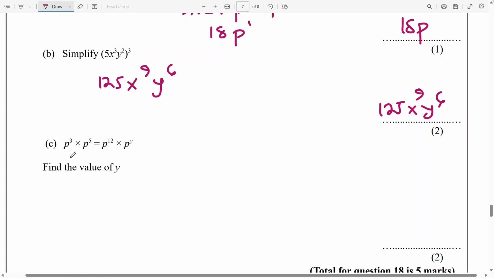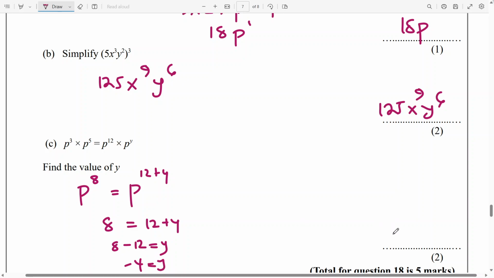And then for this on the left, you're going to add the powers. That's going to be 8. And on the right, it will be 12 plus y. And of course, the bases are the same. So the powers, 8 equals 12 plus y. And y is going to be 8 minus 12, which is going to be minus 4. So y is going to be minus 4.